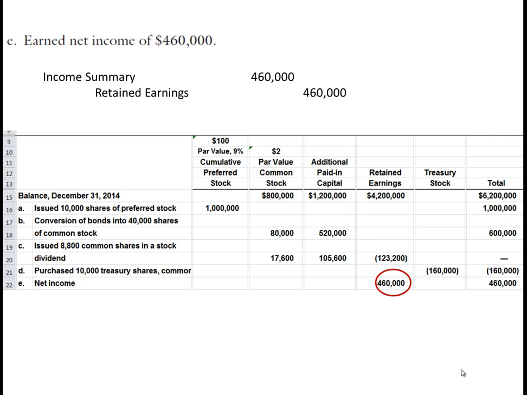For Part E, we earned net income of $460,000. If you've read about retained earnings, you know that retained earnings is all the money a company has made. So net income would increase retained earnings, where we have learned that cash dividends, stock dividends, and losses would decrease retained earnings. If you think about what happens during the closing process, instead of owner's capital, we would take our income summary and close it into the retained earnings and increase our retained earnings by that amount. So when we look at the statement of stockholders' equity, the net income would increase our retained earnings by $460,000.